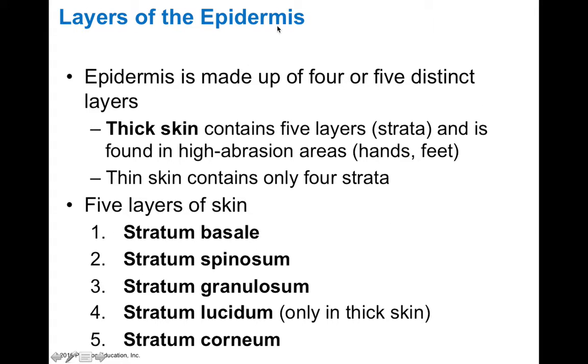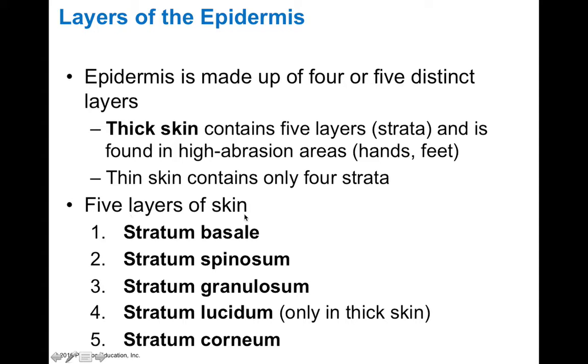Now, in terms of the layers of epidermis, we find that it's actually made of 4 to 5 distinct layers. Now, we have thick and thin skin. Thick skin has all 5 layers, or strata. Strata means layer, so we have 5 of these in thick skin. Thick skin is non-hairy skin, and you're going to find thick skin in areas of high abrasion, like the palms of your hands and the soles of your feet. Thin skin only has 4 layers, only 4 strata. And we also think of thin skin as being hairy skin. So skin that has hair is going to be thin skin.